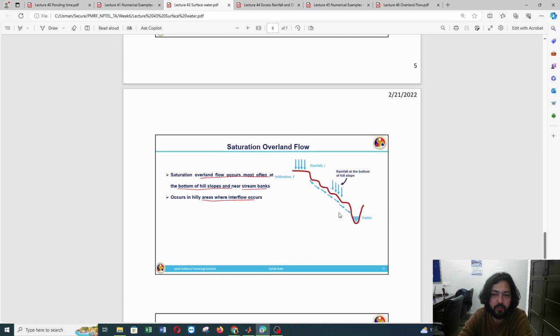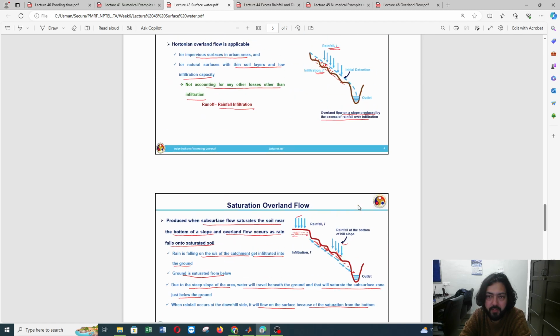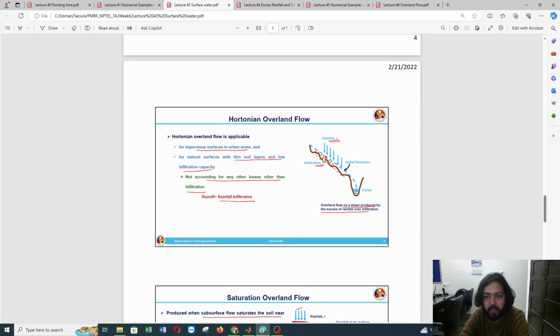And also we can look from the figure as well. Here the water is coming in the form of interflow, that is subsurface flow, and it is entering into the outlet, whereas in case of hortonian flow it is flowing after subtracting the infiltration, whatever water is left it is flowing over the surface and it is entering into the outlet.